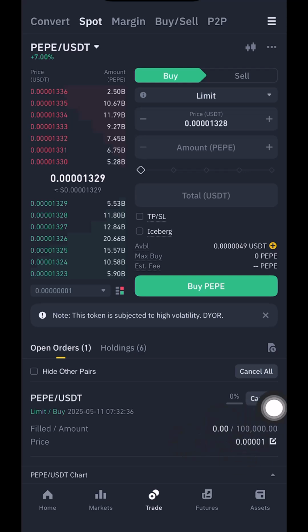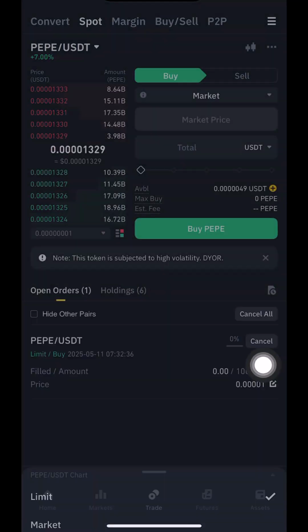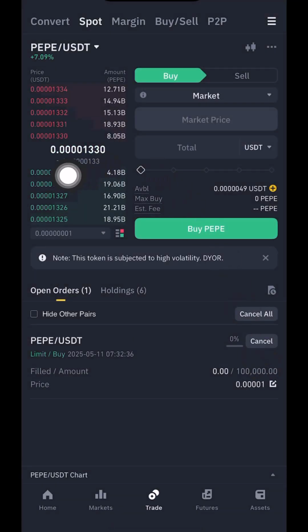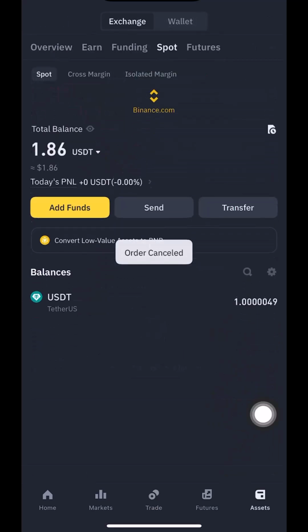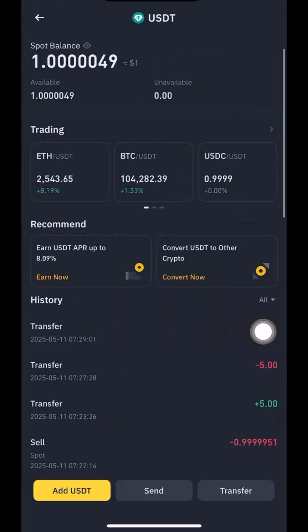You just cancel the order, and then you can trade. You just change here to Market. Market means you buy instantly at the market price. Now I would like to cancel first. Look at my funds, they come back here. 1 USD is available. So I can buy at market.